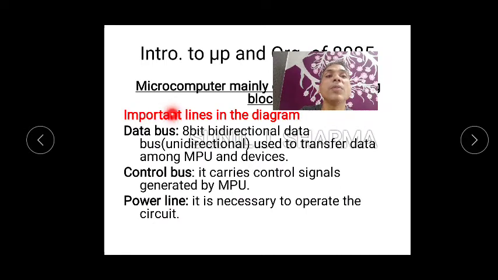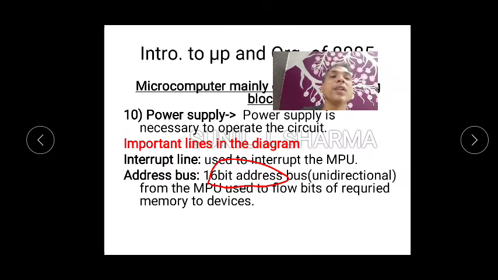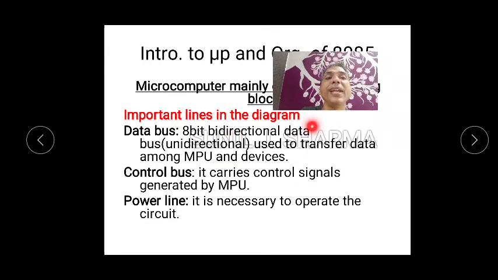Then we have some other important lines, that is the data bus. I think buses, as I was telling you, are nothing but wires. So here you can say that there are 16 wires, and here we have only 8 bidirectional. That is very important. Data bus is always bidirectional. That means it can be transferred to and fro, in both directions. Okay, used to transfer data between the MPU, that is the microprocessor unit, and other devices.